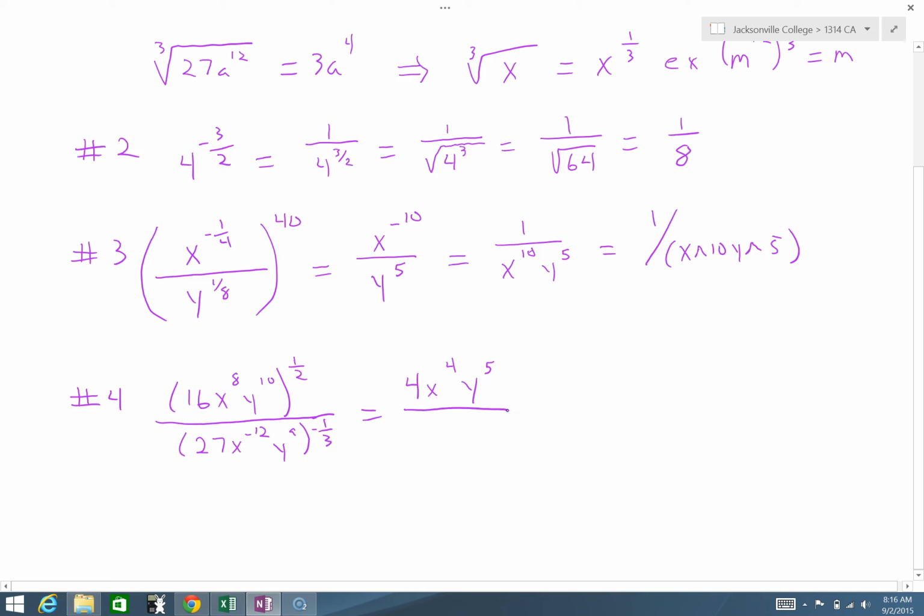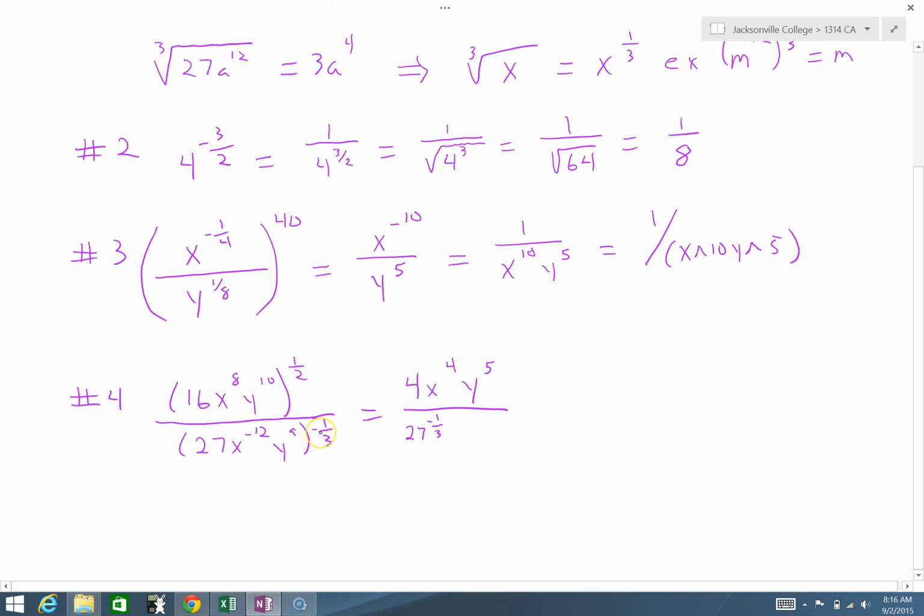Divided by 27 to the negative 1/3. Right now it's a power of 1. I'm simply going to write this as 27 to the negative 1/3. We'll discuss what we'll do with that here in a second.